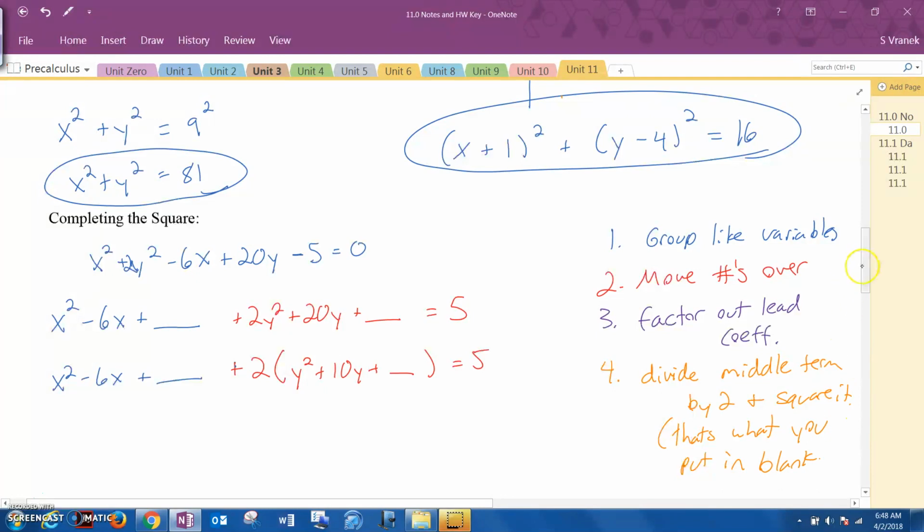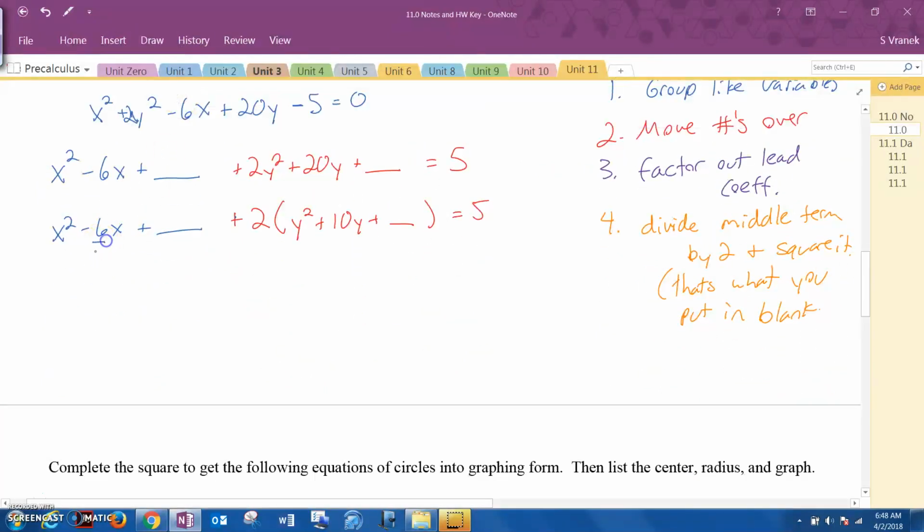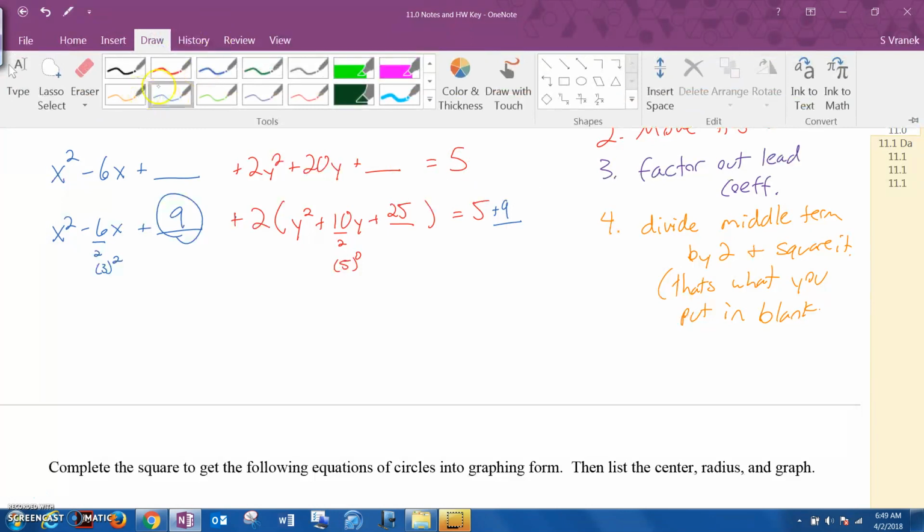Okay, so if I'm looking at this, I divide -6 by 2, which is 3, squared is plus 9. Here, I divide the 10 by 2, I get 5, squared is plus 25. Now here's where you have to be careful. We have to balance the equation like chemistry. We can't change the equation. So if I add a plus 9 here, I have to add a plus 9 here.